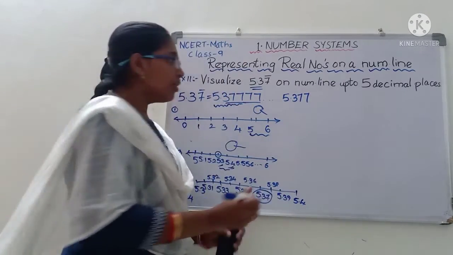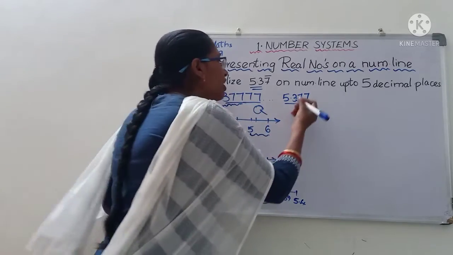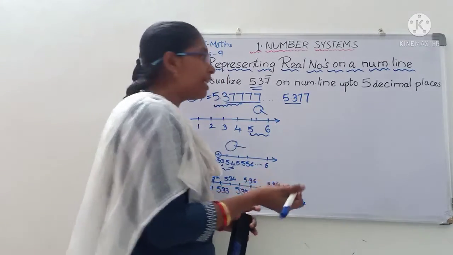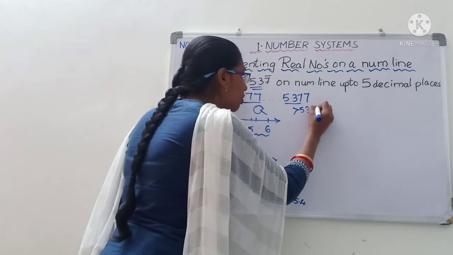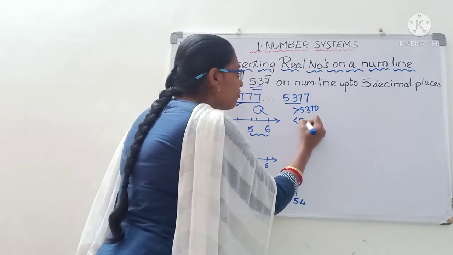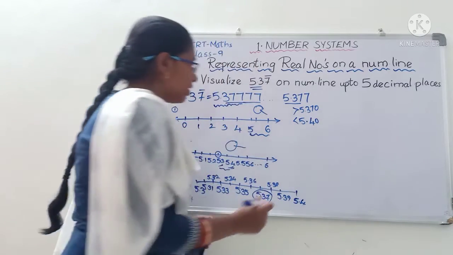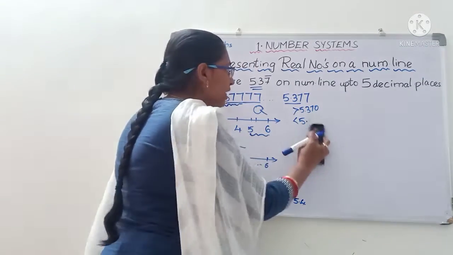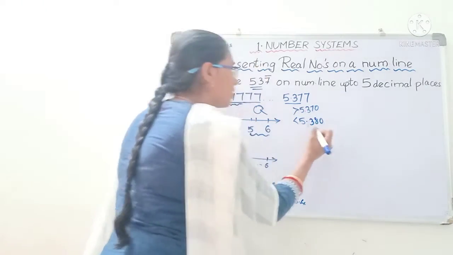Children, you know 5.37 now. So where will 5.377 be? It is greater than 5.370 and it is less than 5.40. Right? So you can also tell it is less than 5.380.